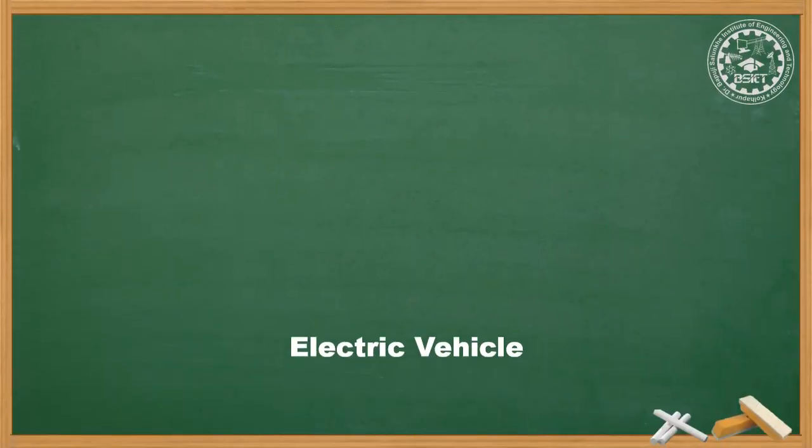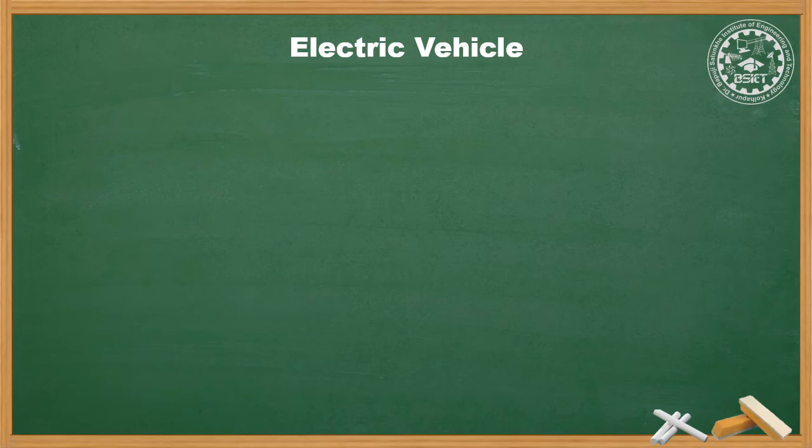Next point is electric vehicle. In an electric car, the engine is replaced by the electric motor, which gets electrical energy from a set of batteries. An electric vehicle, also referred to as an electric drive vehicle, uses one or more electric motors or traction motors for propulsion.